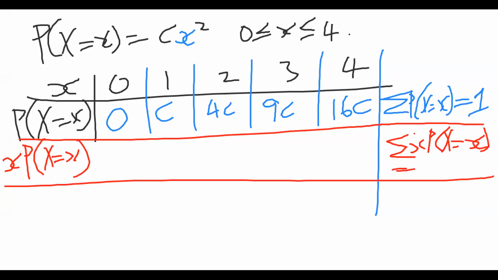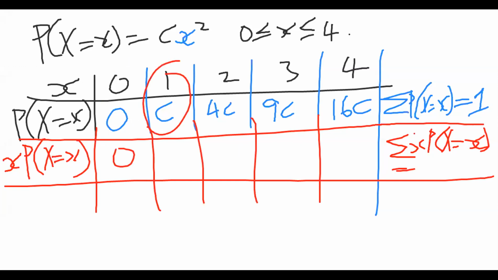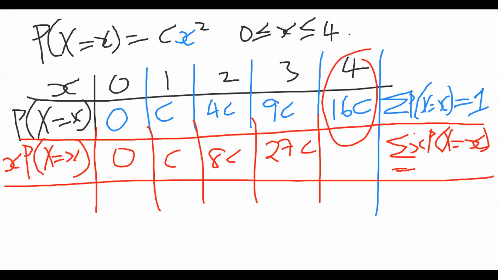So this is the same as, we can add here, so you multiply the x with its probability. Here we have 0, x times its probability. Here we have c, x times its probability. Here we have 8c, x times its probability. 3 times 9, that is 27c. Then x times its probability. You get 4 times 16, that is 64c. Okay?